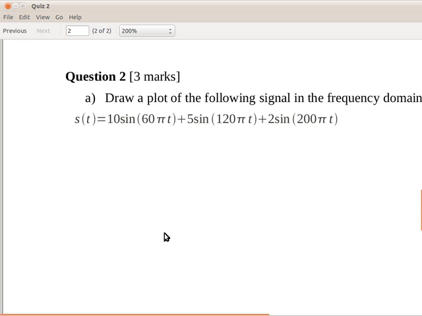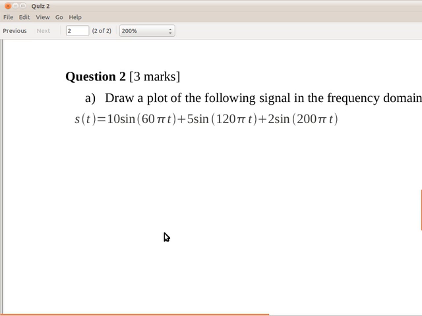That's the plot of our signal in the frequency domain. Of course, drawing a plot of that signal in the time domain is more complex. You need to plug in values for t. That's harder, but easy in the frequency domain. If you know the components and their frequencies, and you know their peak amplitudes, it's just a set of impulses at each frequency with the corresponding peak amplitude.